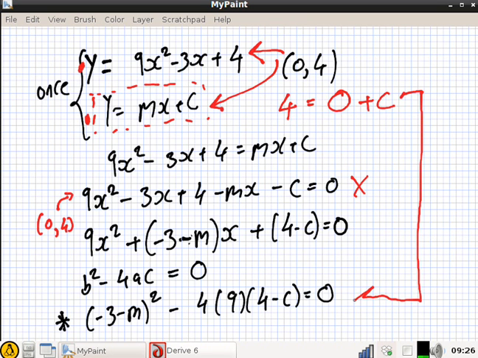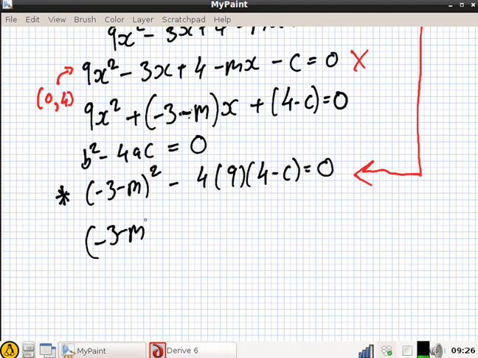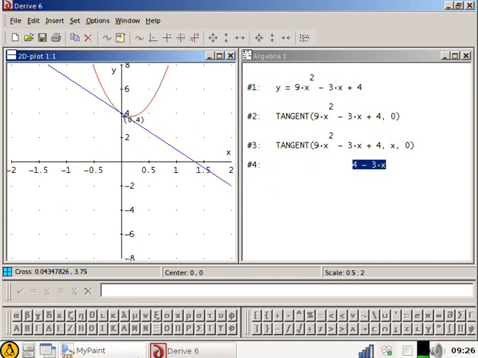So we can put the c as 4 in here, and we get the m. I'll get minus 3 minus m squared minus 4 times 9. And what did I say the c was? 4. Well, that's actually nice as well, because what happens here? They cancel. So I'm left with minus 3 minus m equals 0. So m equals minus 3. Well, look at that. That's what we had a moment ago.